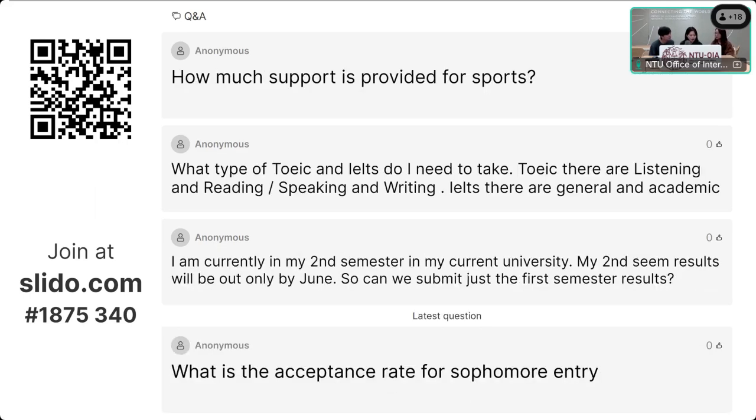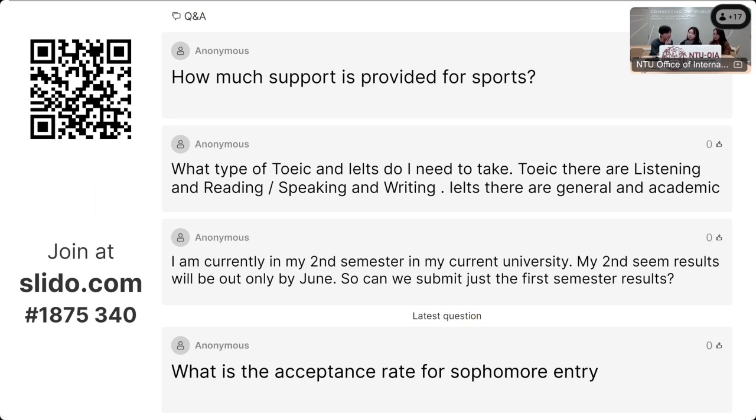And next, how much support is provided for sports? I think this is regarding the sports and student clubs or so. For sport, right? So generally, you must take 4 sport courses during your 4 years or 5 years in university. One is a general, 3 will be a specific. But in terms of support, I presume you are saying about school teams.